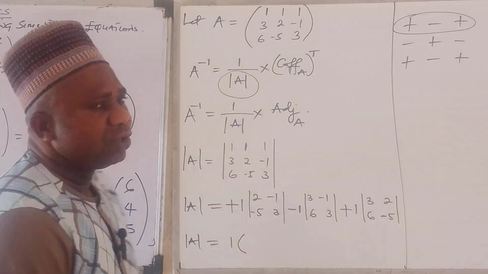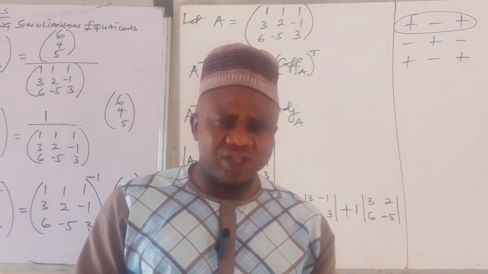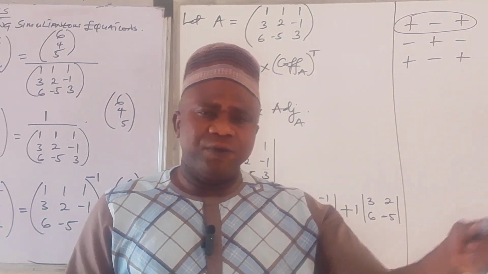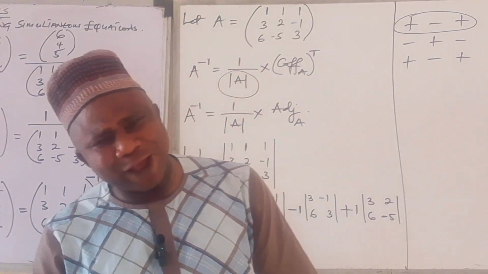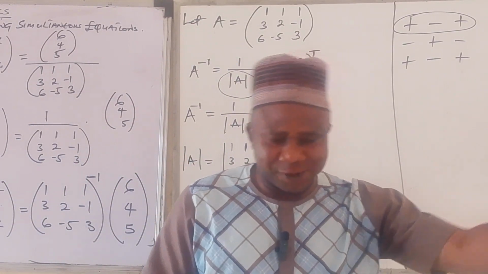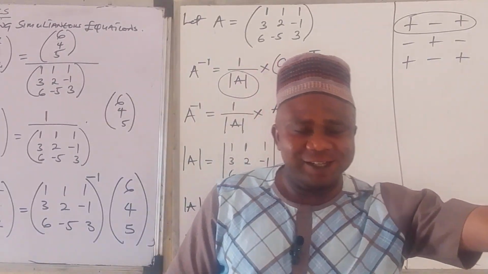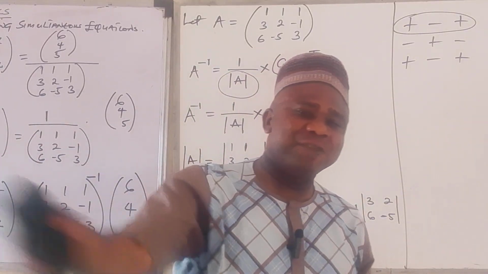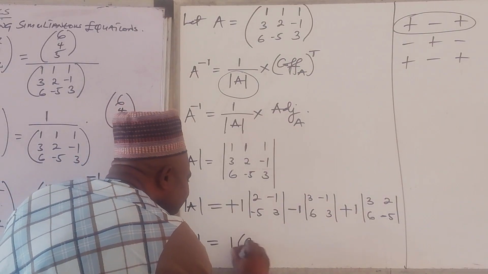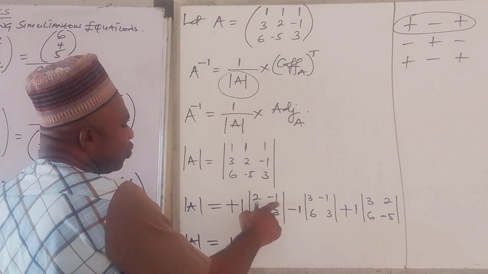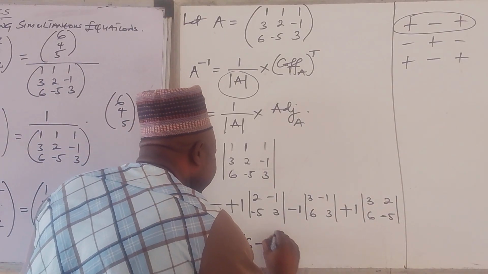Remember for 2 by 2, I told us that to calculate the determinant of a 2 by 2 matrix, you can use the Sarrus method, that is the product of the principal diagonal less the product of the secondary or minor diagonal. This times this minus this times this. So in this case, 2 times 3 is 6, minus 1 times minus 5 is 5, because minus times minus is plus. So here we have 5.